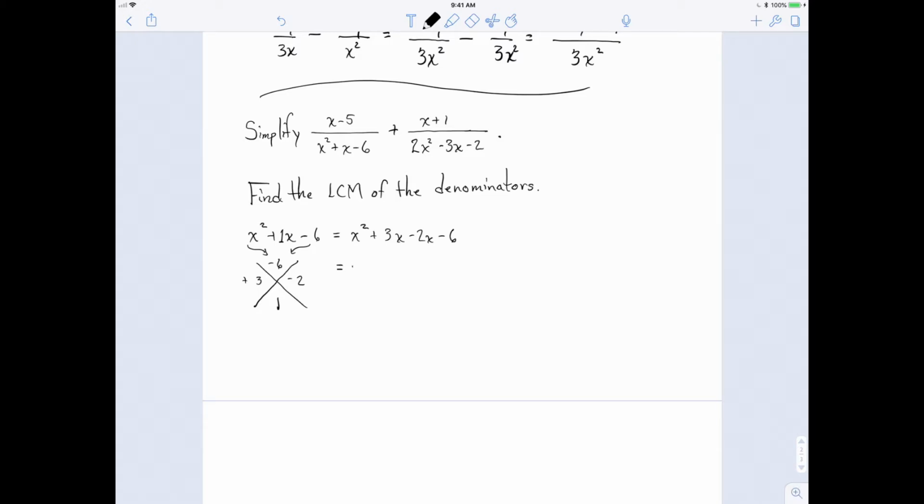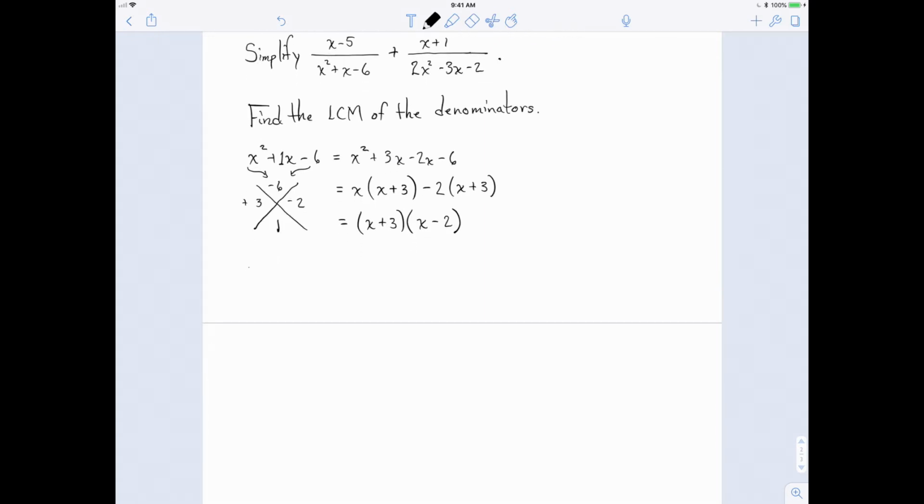I factor by grouping. I take out the common factor in the first group, x times (x plus 3), minus a 2. Oh, look, that gives me another x plus 3. So now my greatest common factor is x plus 3. I'm left with x minus 2.